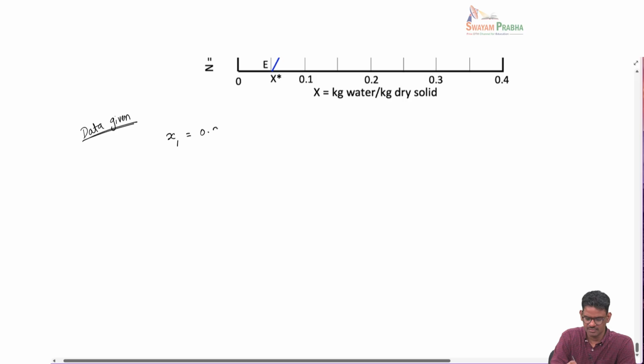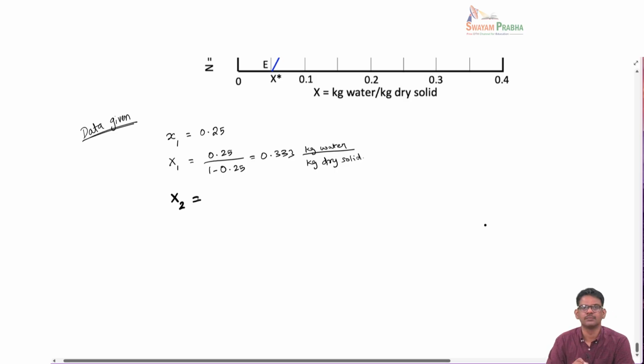X1 is 0.25. From here we obtain the moisture content based on the dry weight basis. So, that is 0.25 by 1 minus 0.25. So, this is 0.333 kg water over kg of dry solid. X2 is 0.06 by 1 minus 0.06. This comes out to be 0.0638.